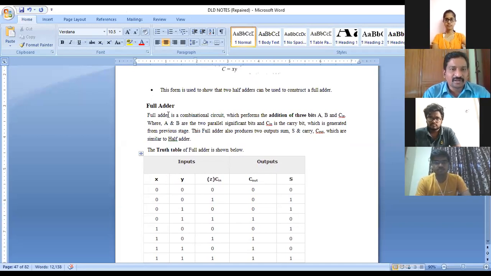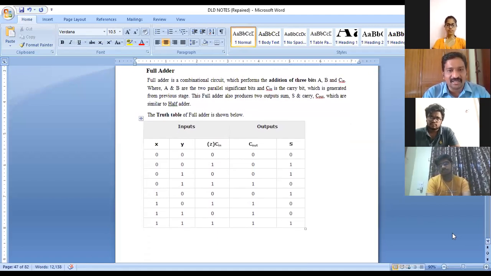For example, now I am constructing the full adder. For a full adder, let the inputs be x, y and z. Here z means the carry input. Initially, we apply these inputs. If there are 3 inputs x, y, z, the total possible combinations are how many? 8 combinations: 0, 1, 2, 3, 4, 5, 6, and 7.